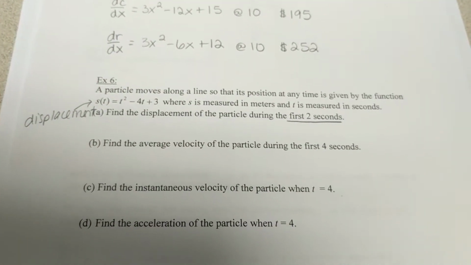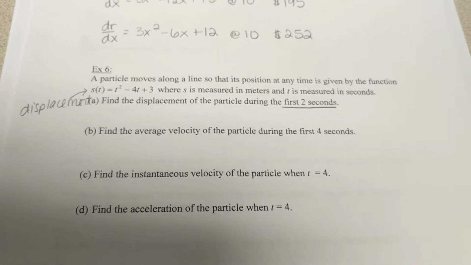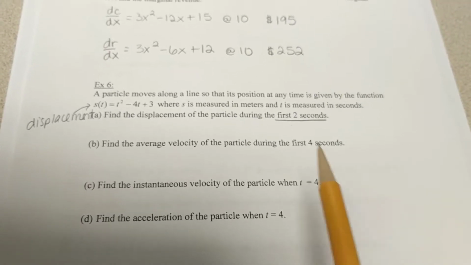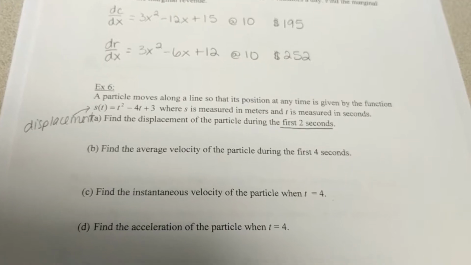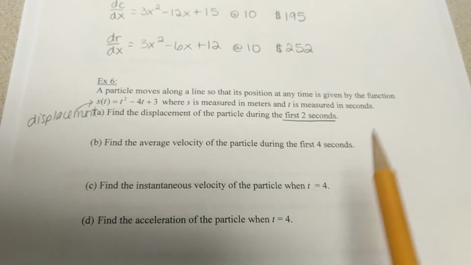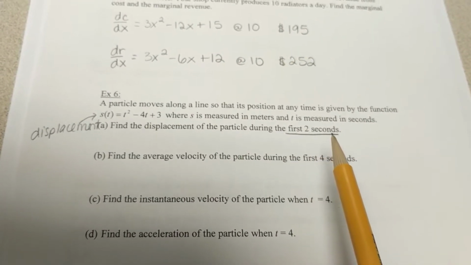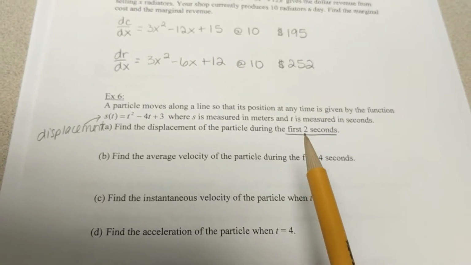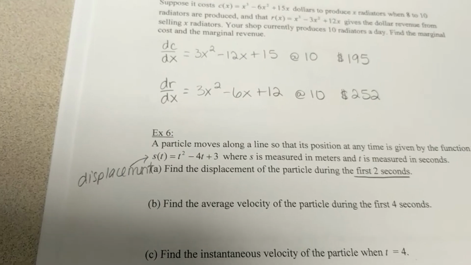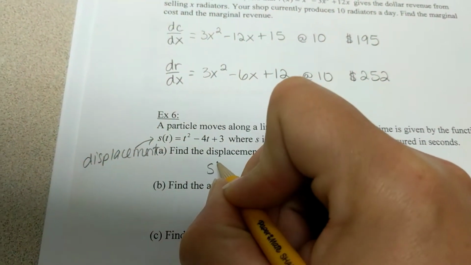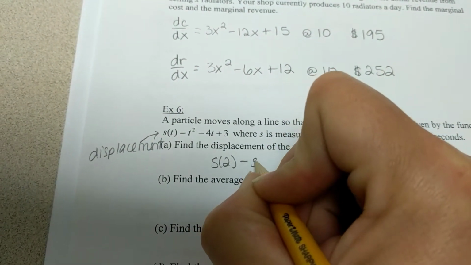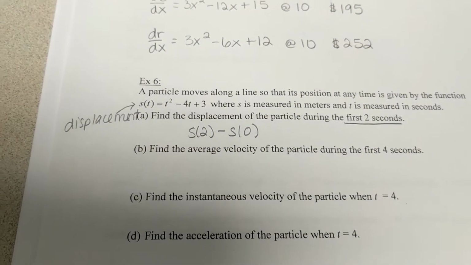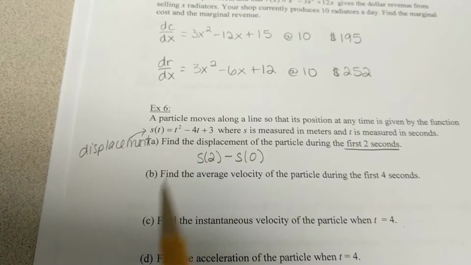Now, that's a key word. It's not saying at time 2. If it was just at time 2, we would just plug in 2 and figure it out. But this says during the first 2 seconds. That means I want to know from the time I started till the time I finished at 2 seconds. So here I'm looking for S of 2 minus S of 0. I want to figure out how far it traveled from the initial time till now.